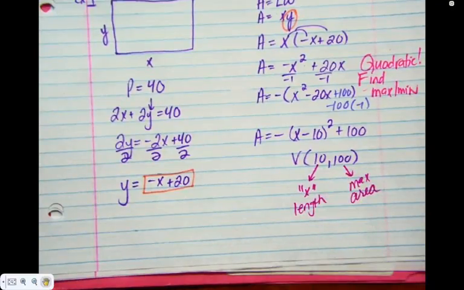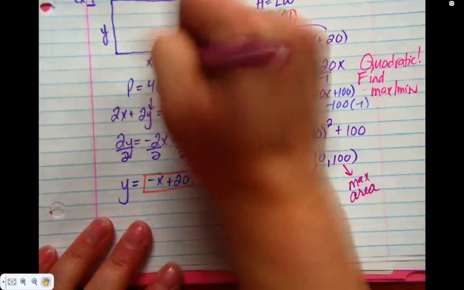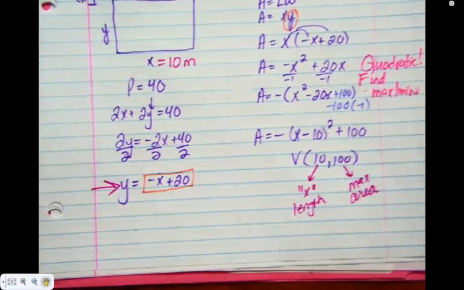All we need to do now is answer the question. Sometimes it's going to say what is the maximum area. Sometimes it's going to say what are the dimensions. Sometimes it's going to ask for both. This particular question, what did it ask for? Which dimensions? So we already have the length. We know that that's equal to 10 meters. And we have the area, but the question didn't ask for it. What dimension do I not have? The y.